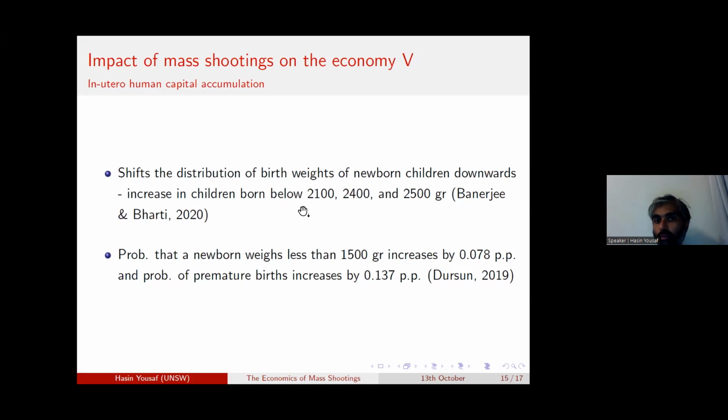There is an increase in children born below 2,100, 2,400 and 2,500 grams. So this is a paper by Banerjee and Bharti. And most of this evidence is, as I mentioned, in the second and third trimester, and they postulate that this effect is likely coming through additional stress, which has an impact on the child's development in utero. Similarly, another paper by Dursan in 2019 finds that the probability that the newborn weighs less than 1,500 grams increases by 0.078 percentage points, and the probability of having a premature birth also increases by 0.137 percentage points if mothers experience a mass shooting in utero.